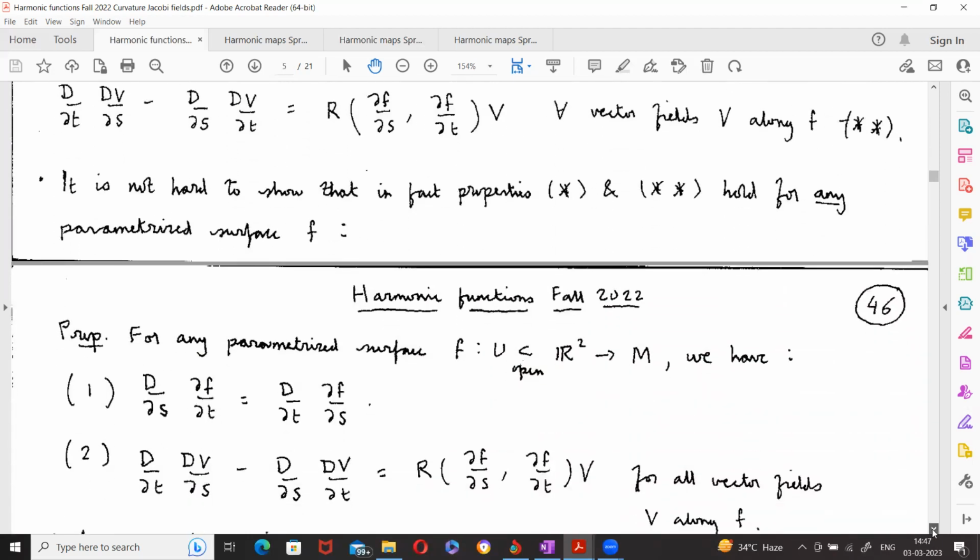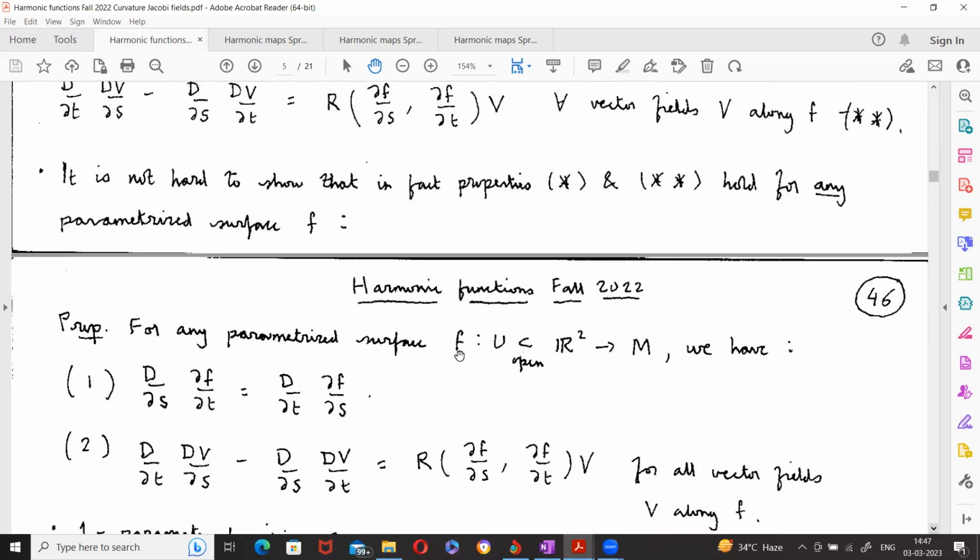What we have is that for any parametrized surface F, we have D/ds of ∂F/∂t is equal to D/dt of ∂F/∂s, right? This follows from the symmetry of the Levi-Civita connection. And the second property follows from the definition of the curvature tensor: D/dt of DV/ds minus D/ds of DV/dt is R of ∂F/∂s, ∂F/∂t applied to V, for all vector fields V along F. All right.